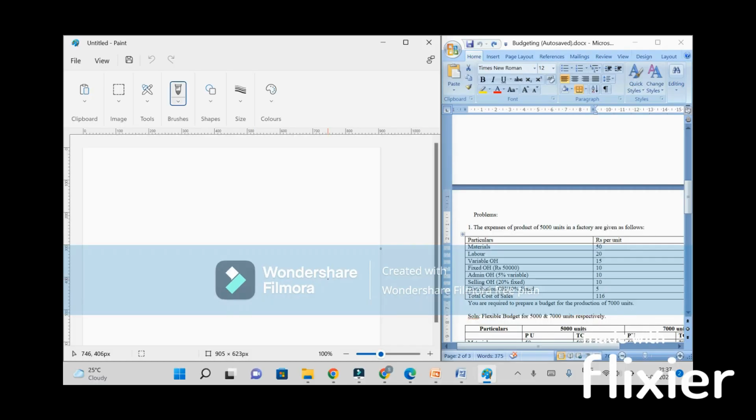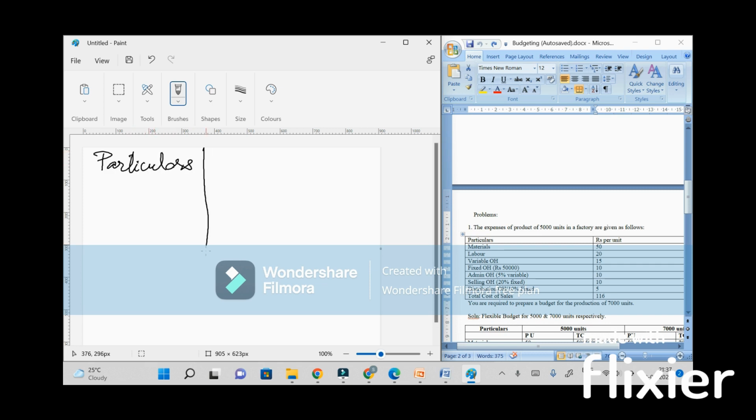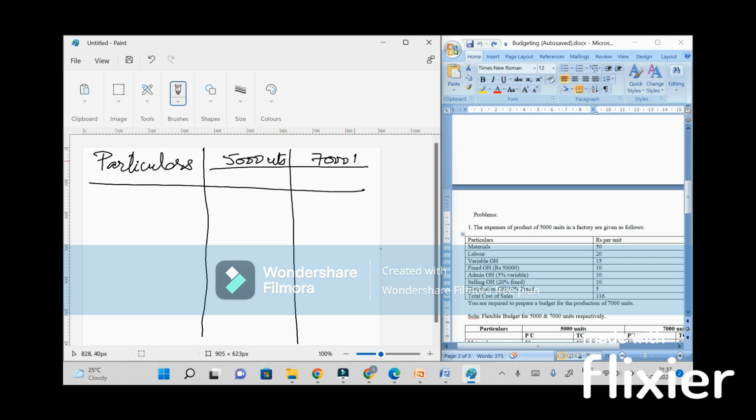This video is in continuation to the previous video in which we have seen the theory part in terms of budgeting. So, in this, as you can see on the screen, the problem with respect to the production of 5,000 units in a factory is being given. We are supposed to prepare the flexible budget when the production is increased from 5,000 units to 7,000 units. The details with respect to their costing expenses per unit when it was 5,000 units in terms of production is being given. So let's quickly draw the format.